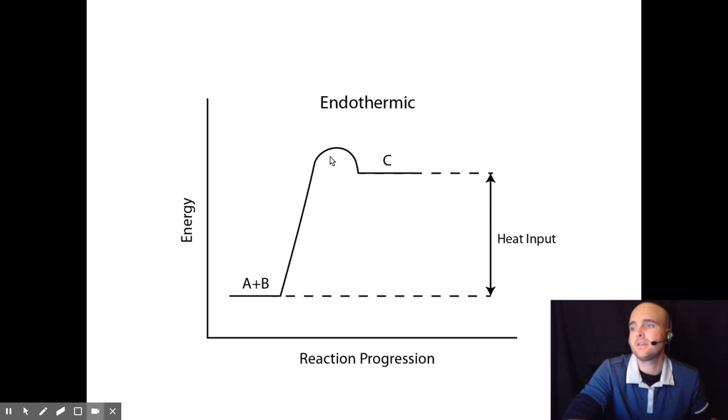This little hump here can be different for every reaction, and so it's not really important to know the value of this hump or this bump right here. You just need to know that the difference is between this line and this line.